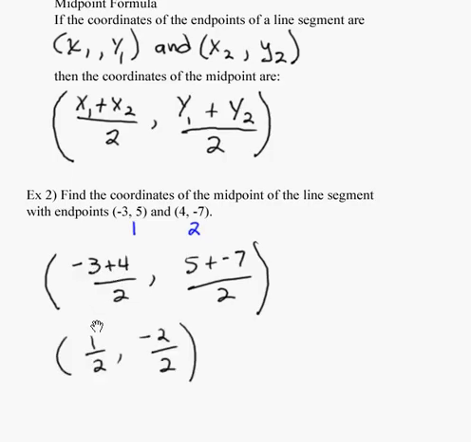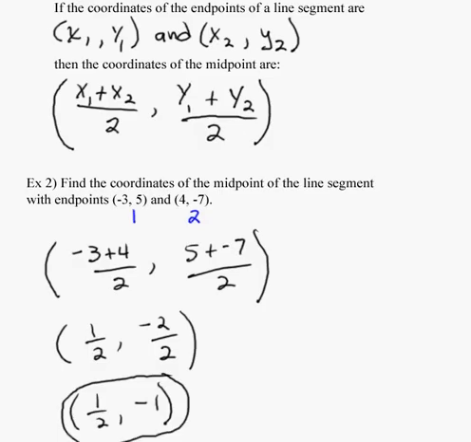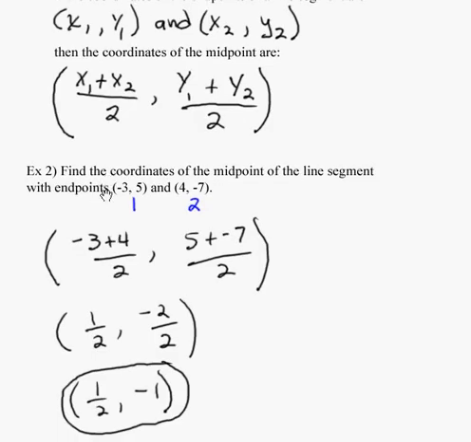So negative 3 plus 4 is 1 over 2. 5 plus negative 7 is negative 2 over 2. And of course, all our fractions need to be simplified or reduced. So the midpoint of negative 3, 5 and 4, negative 7 is the point 1/2, negative 1. That's the distance formula and the midpoint formula.